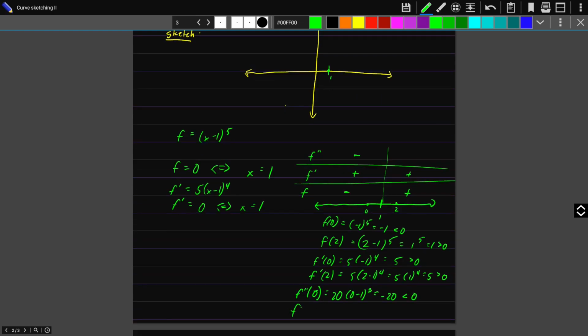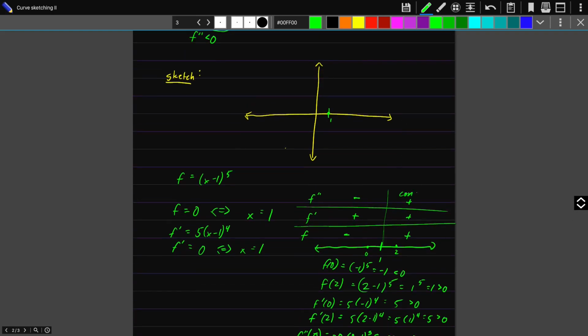And f double prime of 2 would be 20 times (2 minus 1) to the third power, which would be 20, so that's positive. So f double prime is positive. So we're concave up here, we're concave down here. We're negative to the left of 1, and we're positive to the right of 1. And we're increasing everywhere.